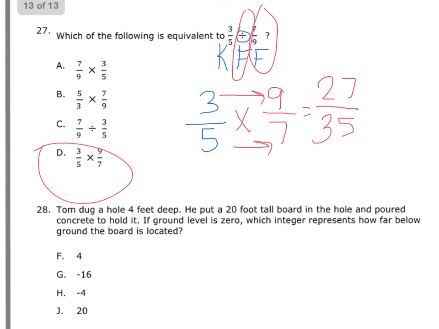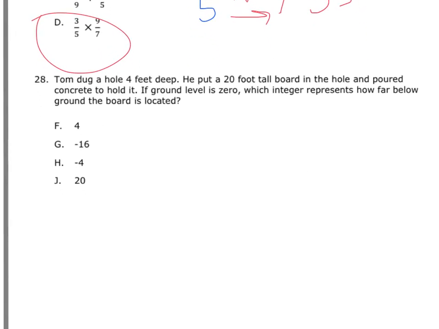That one. Tom dug a hole 4 feet deep. He put a 20-foot tall board in the hole and poured concrete to hold it. If ground level 0, which integer represents how far below ground the board is located? Okay, so here's the hole. Here's the ground. Here's like some grass. And I'm going to take my eraser, and there's the hole. And it's 4 feet deep. So from here, I'm going to put 0 here to label ground 0. So from here all the way to the bottom is 4 feet, and it's going down.